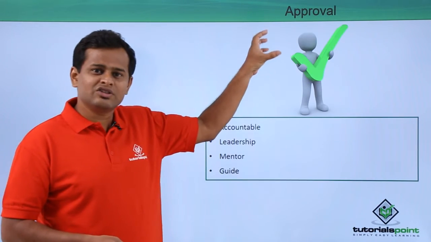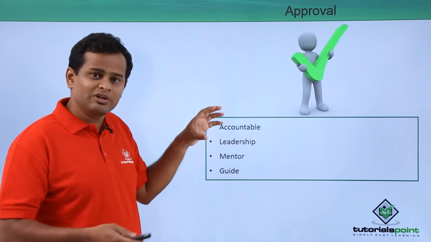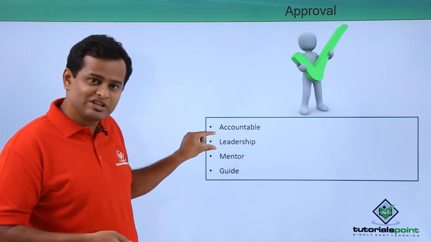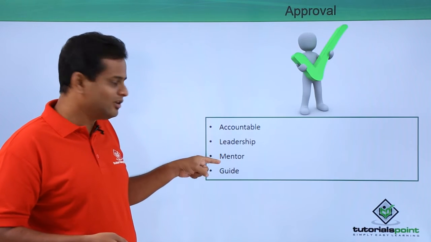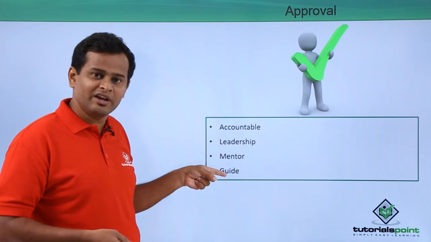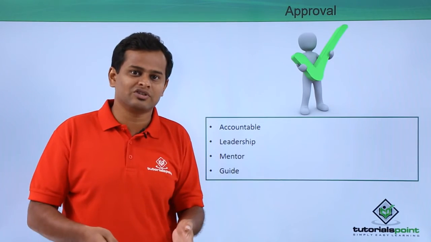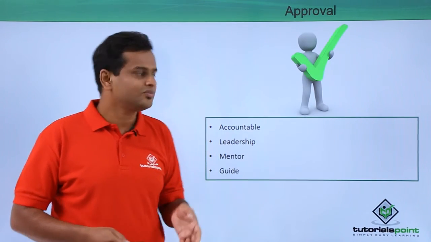So approval is that kind of a person who is normally an accountable person of the responsible person. So he is the leadership role, he will be a mentor, and he will be a guide. So this person constantly guides the responsible person to accomplish the task.